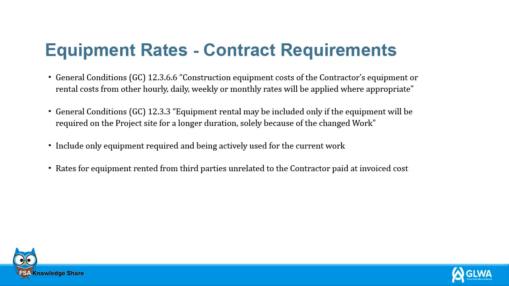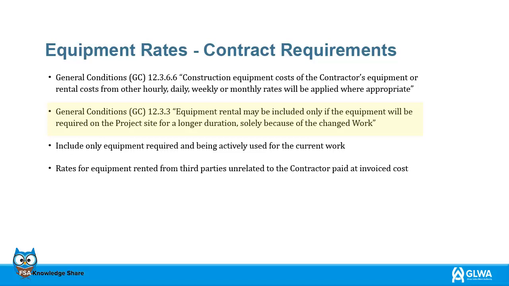The following are specific sections of the contract provisions that are found in Article 12 of GLWA's construction contract. The following slides will refer to specific sections of the contract which pertain to equipment rates, contract requirements, general conditions. 12.3.6.6, construction equipment costs of the contractor's equipment or rental costs from others. Hourly, daily, weekly or monthly rates will be applied where appropriate. General conditions 12.3.3.